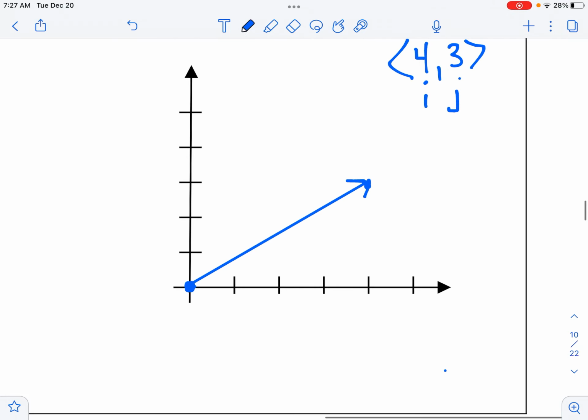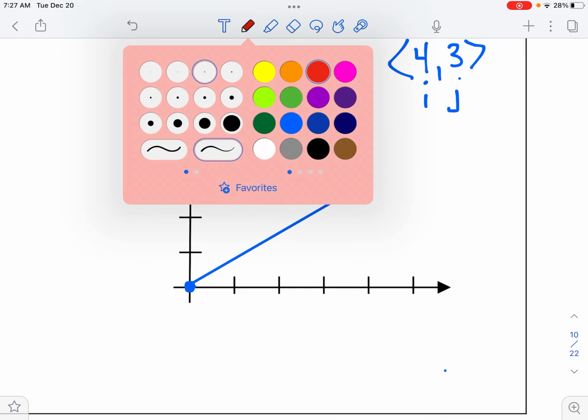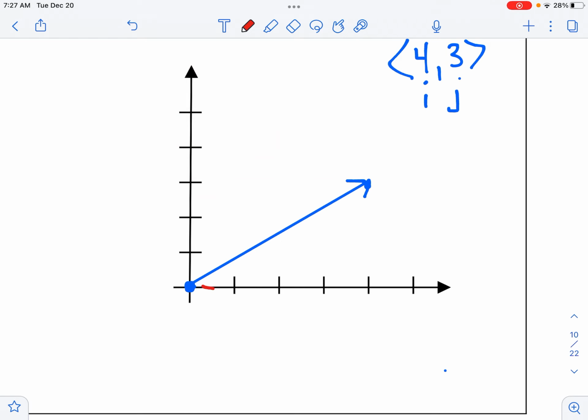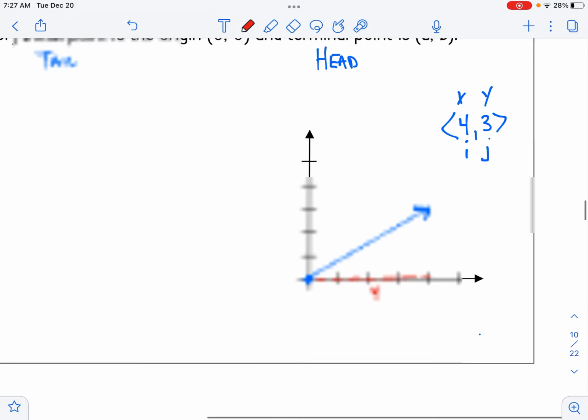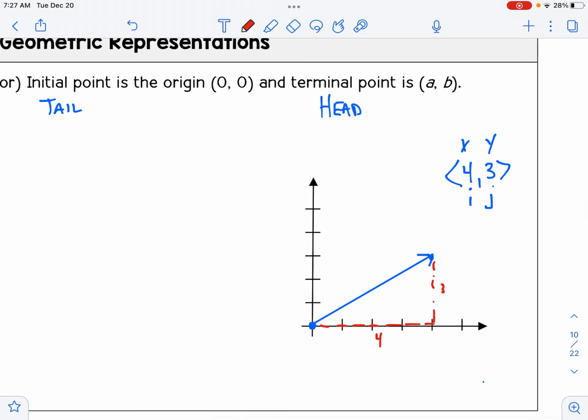And this ends up being a right triangle if I draw the components of my vector in. So my x component will be 4, my y component will be 3. So you'll see how Pythagorean theorem and other things are going to come into play when we talk about vectors.